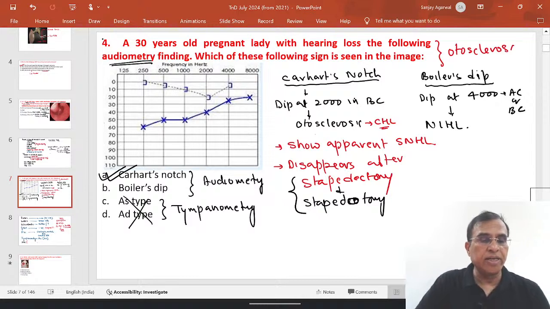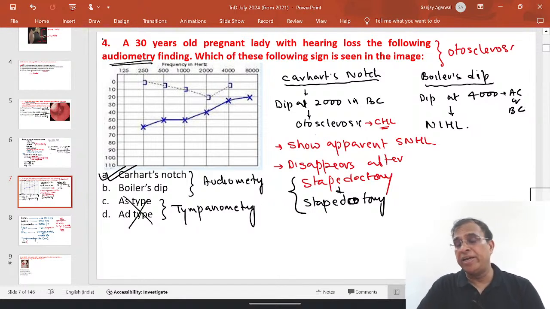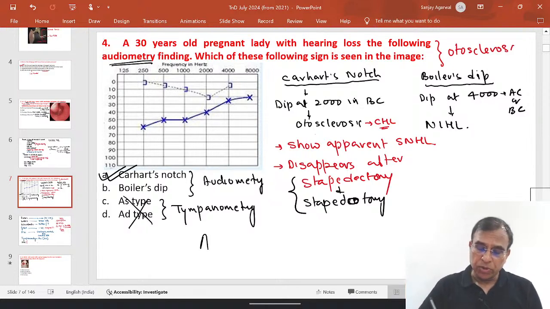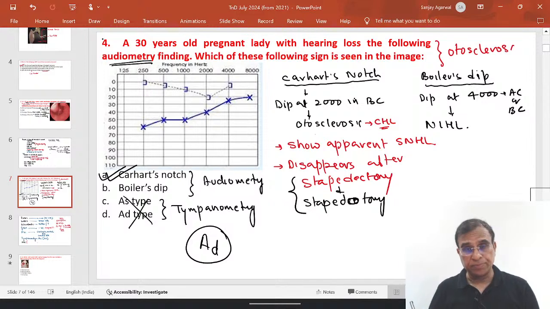And after surgery, As will convert to Ad and Carhart's notch disappears. That is not true. Vignesh is saying that after surgery, As will convert to Ad and Carhart's notch will disappear. Carhart's notch will disappear is true. The second sentence is true. The first one is not true. As tympanogram does not become Ad tympanogram, because after all, you have repaired the ossicular chain. In otosclerosis, what you are doing is kind of repairing the ossicular chain. You get Ad tympanogram only when the ossicular chain is damaged or disrupted.